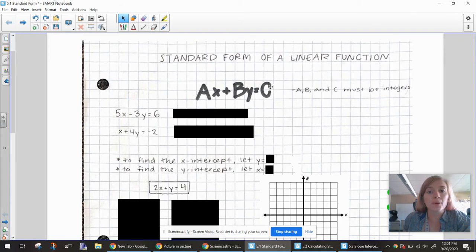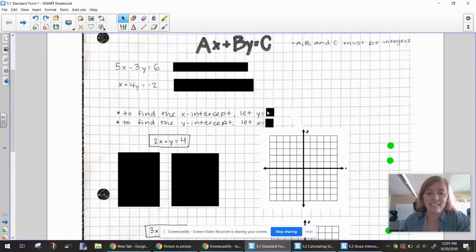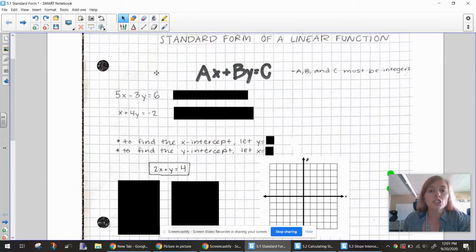That's super important because if we have a fraction anywhere in the standard form of a linear function, it is not technically in standard form. So, for example, 5x minus 3y equals 6 is the standard form of a linear function. In this example, our A value is 5, our B value is negative 3, and our C value is 6.